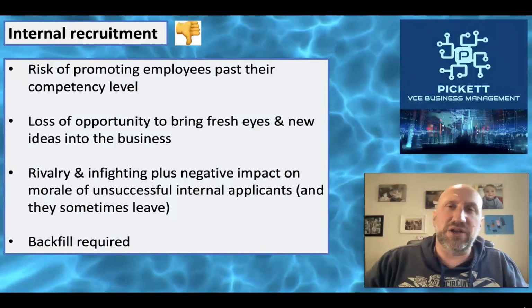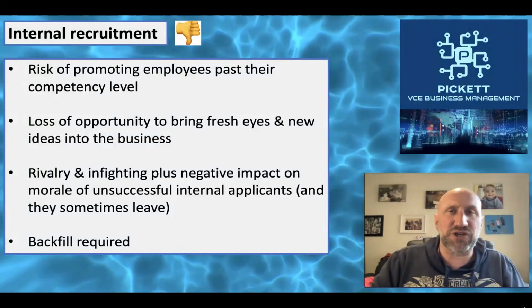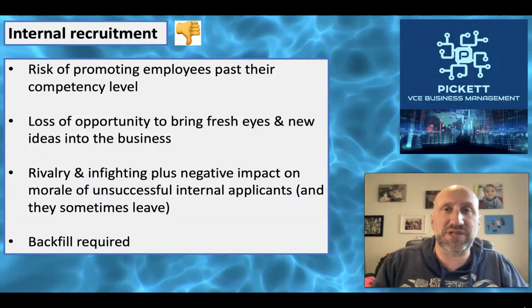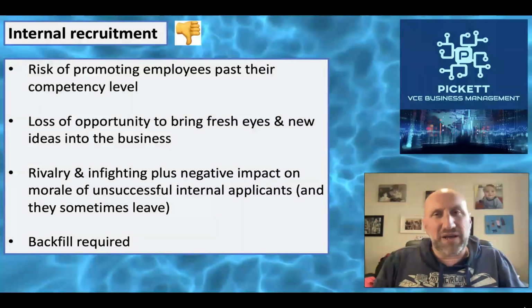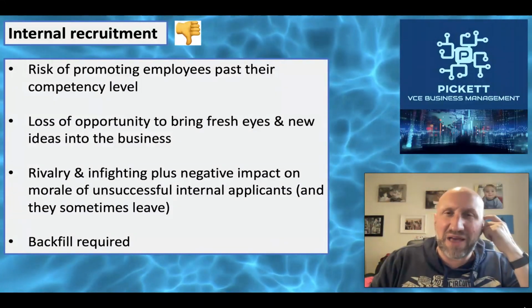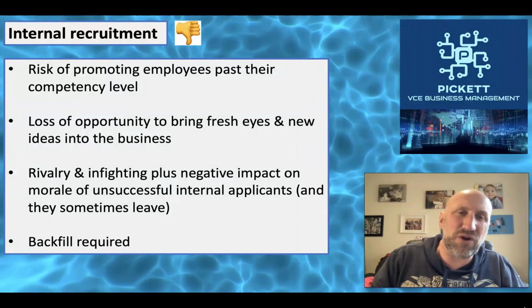Rivalry and infighting can occur as well. If you think about it, if you've got people all vying for the same position, they're in the same team and there's a position that comes up, or they know there's a position coming up, you get some internal rivalry between staff members, which obviously can have a negative impact on the morale of the team and how everyone's getting on.